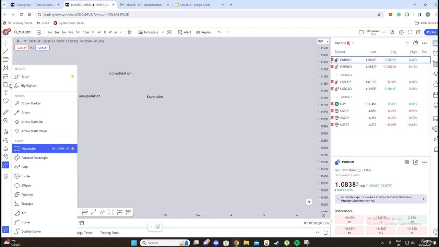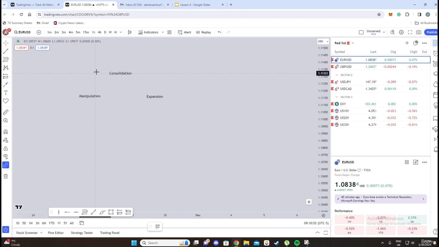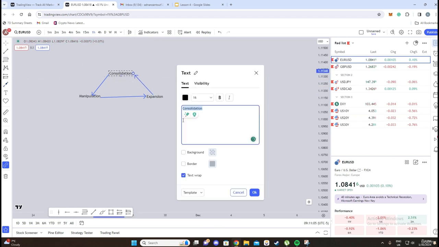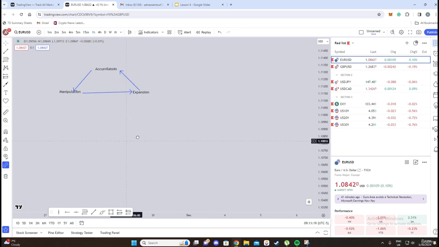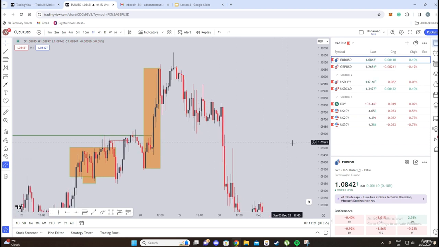It moves in a cycle. Let's say like this. First, market starts as consolidation, then it goes to the manipulation. Then from the manipulation, market expands. Then from the expansion, back to the consolidation. But forget consolidation, it's more accumulation. It doesn't necessarily have to be equal highs and equal lows. It can just be where price is choppy. So accumulation, manipulation, expansion, back to accumulation. That's how this works.